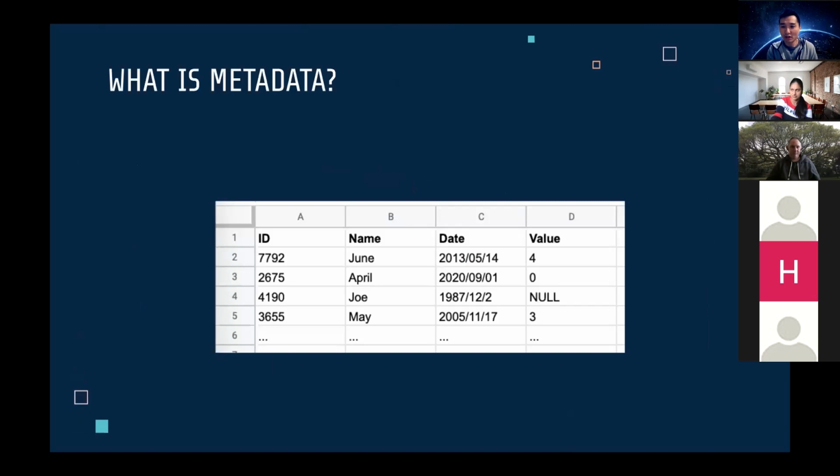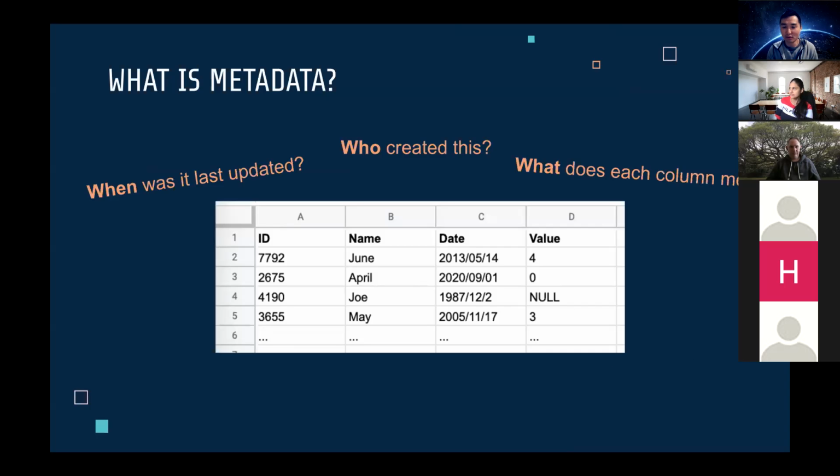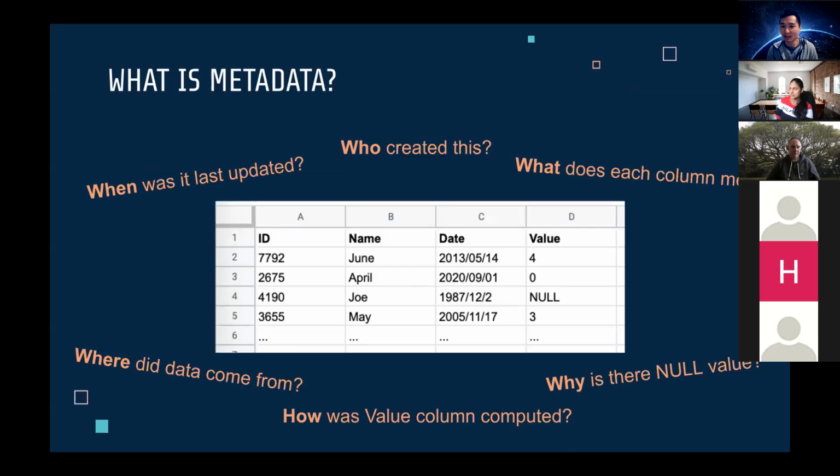But if you were given a spreadsheet without any context whatsoever, I doubt anyone can interpret this in any way, right? So very quickly, you start asking the proverbial 6W questions, right? Okay, well, when was this last updated? What does each column mean? Who created this? Why is there a null value there? Where did the data come from? How was the value column computed? You're going to start asking all these questions in order to understand this data. And the answer to those questions is metadata, okay? So data about data, that is the very definition of metadata, which is treated as context around the data.